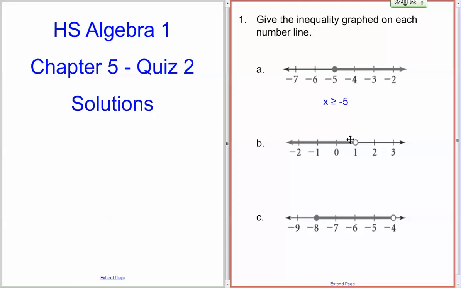On B, I'm looking at all the numbers that are less than 1, and I'm also not including 1 because it's indicated with an open dot right there, so x is less than 1. And lastly, I've got all the numbers between -8 and -4, everything that is greater than -8 and less than -4. It's got to be both those things, including -8, but not including -4, and we indicate that like this. So this says that x is greater than or equal to -8, and x is less than -4.